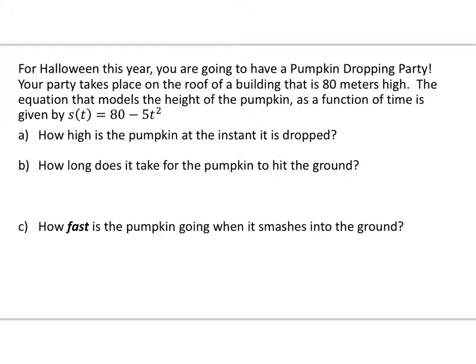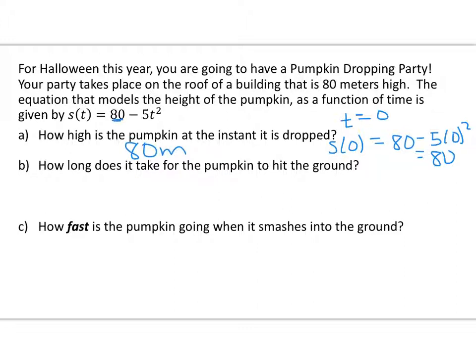Well, if I'm just about to drop it, that means I'm just starting, which means when my time is equal to 0. I want to know how high it is, so that's position, so that's s of 0, which is equal to 80 minus 5 times 0 squared. So this is equal to 80, and my units are meters. So it's 80 meters high when I start. And that's what that part of the equation is telling me.